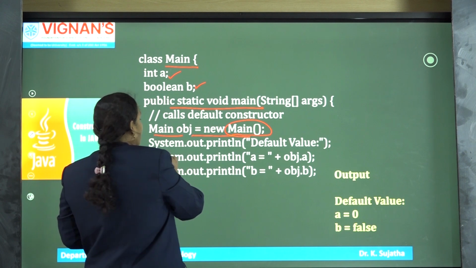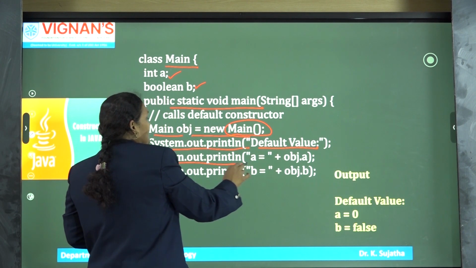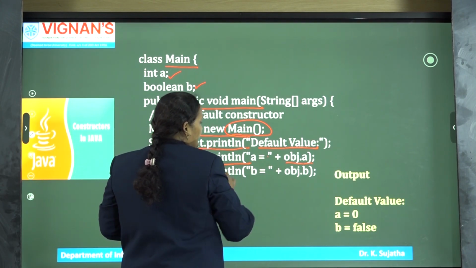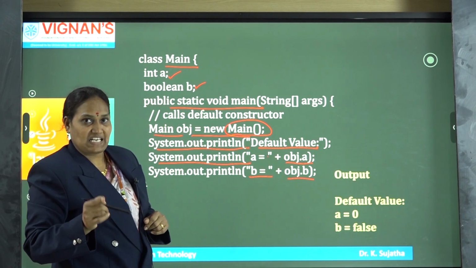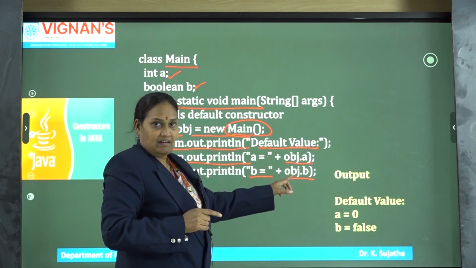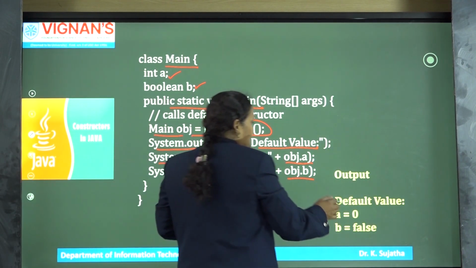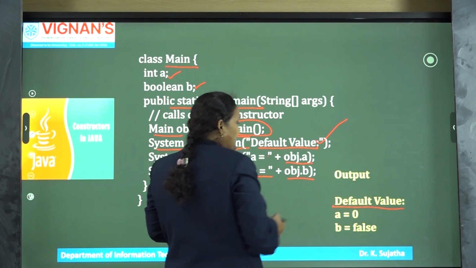Now here you can see I want to print a statement, default value. Now here I want to access A is equal to object.A and B is equal to object.B. Whatever the values which are present in the variables A and B can be accessed here. Those values can be printed here. Now you can see the output of the program. Whatever the statement I have, that is printed: default value.